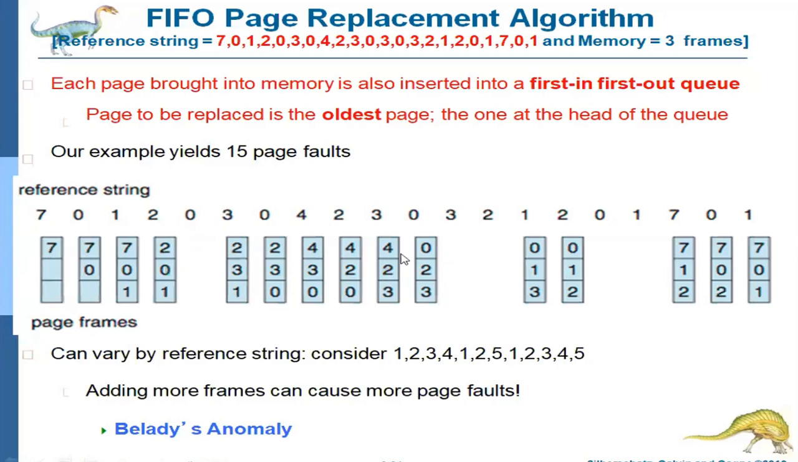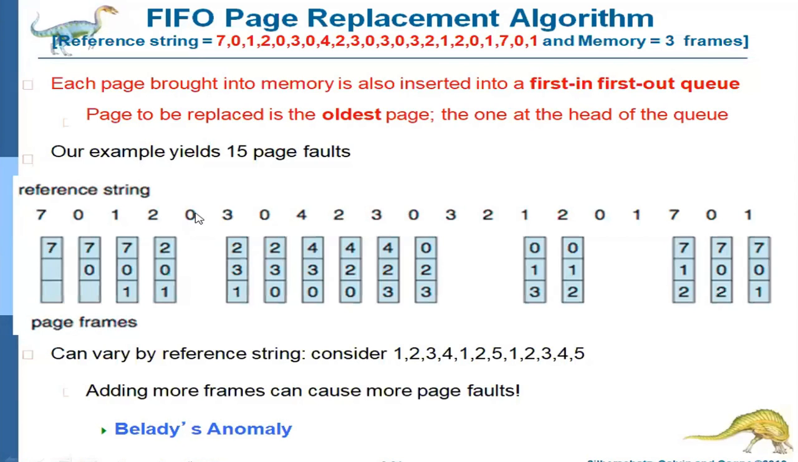So how many page faults will occur for this reference string? 1, 2, 3, 4, 5, 6, 7, 8, 9, 10, 11, 12, 13, 14, 15. So 15 page faults will occur.